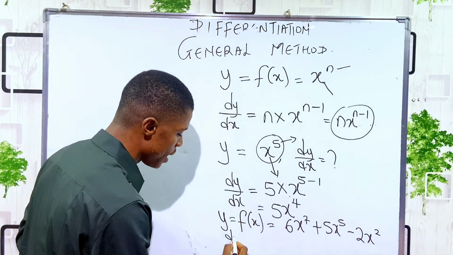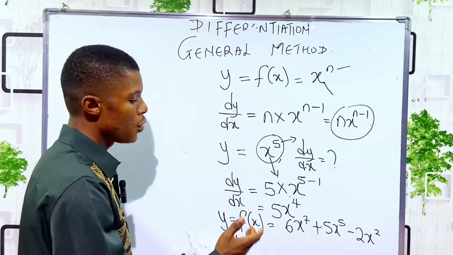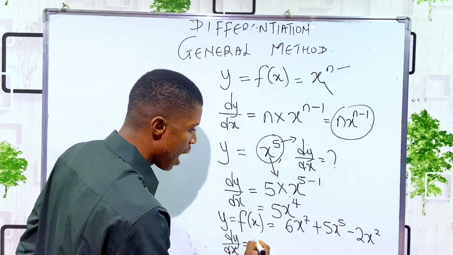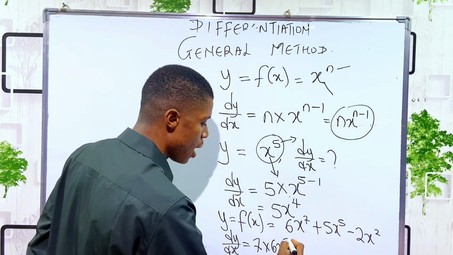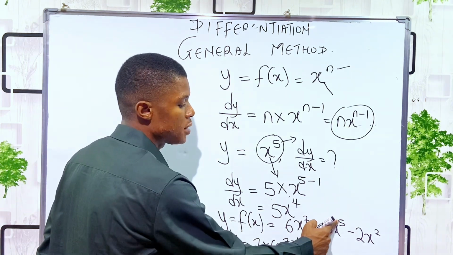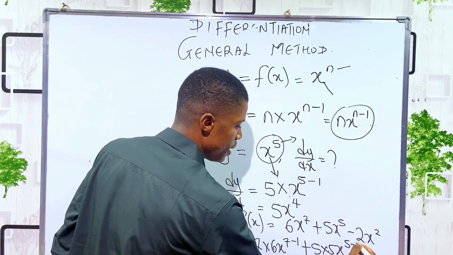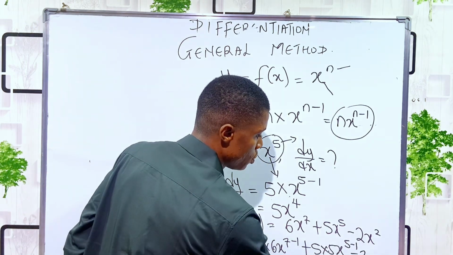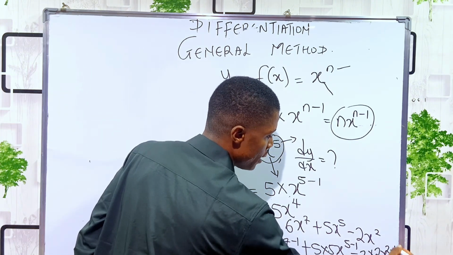So to do the dy/dx, differentiating y with respect to x, you can see that we multiply the power to the variable. We have it to be 7 times 6x, and we minus 1 from the power, 7 minus 1. The next one is plus. Then you multiply 5 times 5x, then 5 minus 1. Then the next one, keep the minus. You have minus 2 times 2x, 2 minus 1.